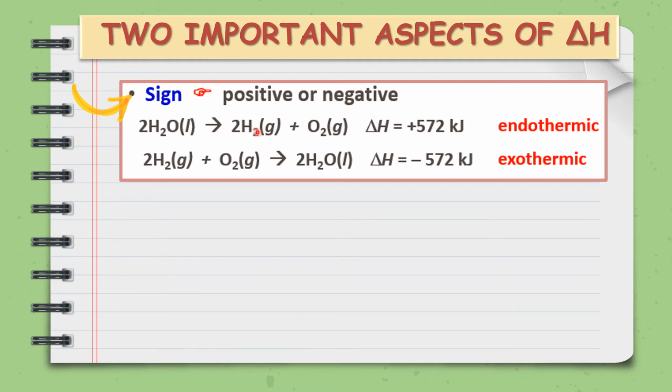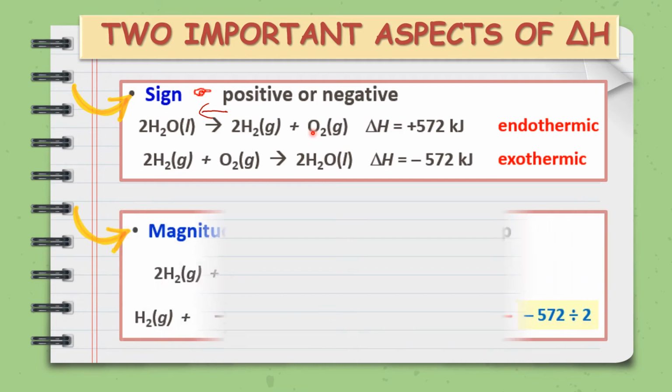If I reverse this reaction, meaning I will get a chemical equation as 2H2 plus O2 to produce 2H2O without changing the numbers here, the value of the delta H, the numbers, is the same, but what happened now is the sign will change. It will become negative. So this is the first one, the sign.